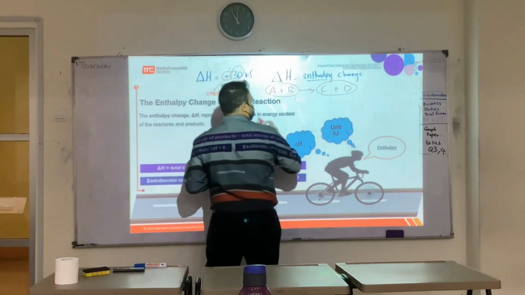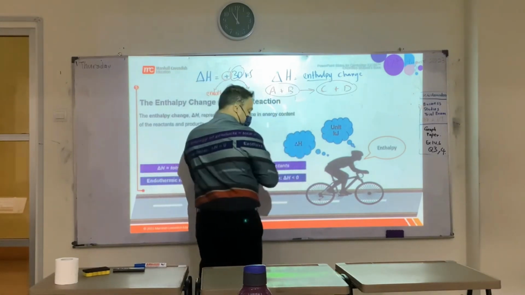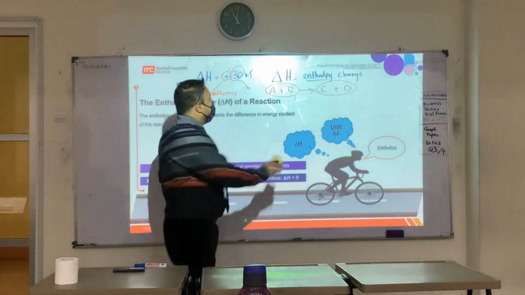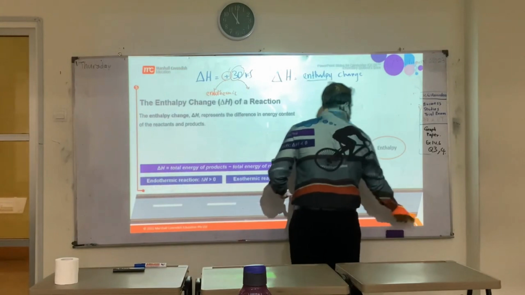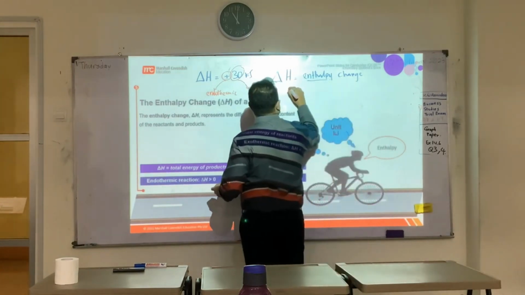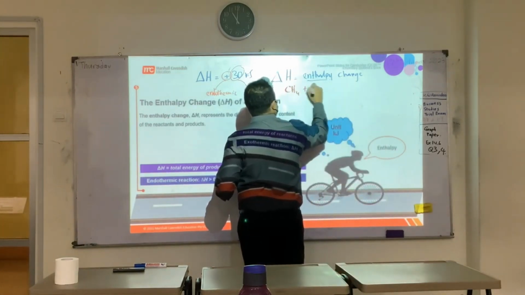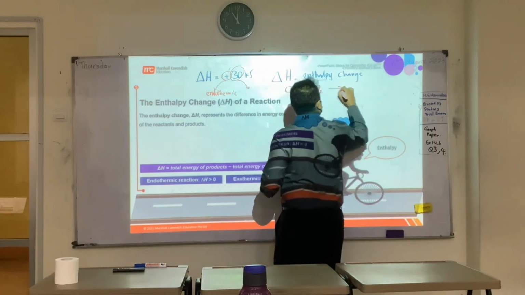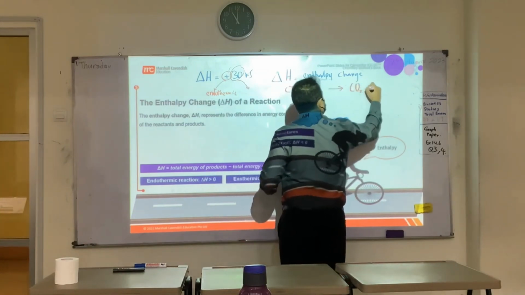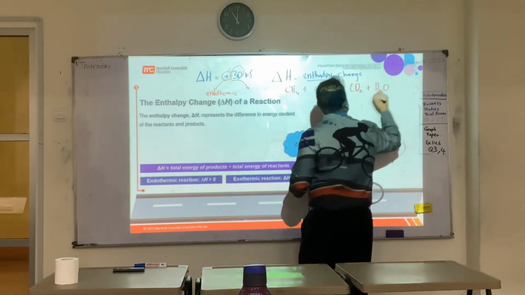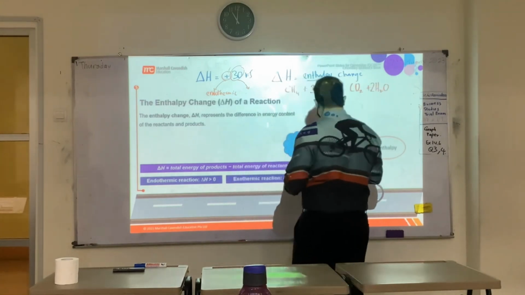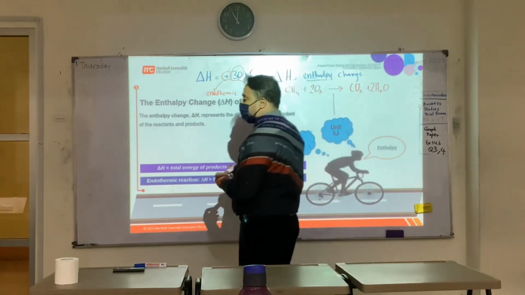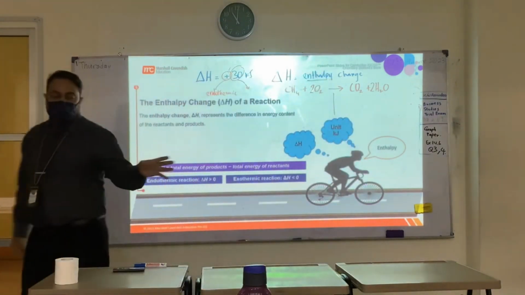So let's say A plus B gives C and D. Wait, let me move this a little bit. Let me change this to an actual reaction. Let's do an actual reaction. So CH4 plus O2 gives CO2, H2O, and you have 2 and 2. Okay, so let's use this formula, yeah?